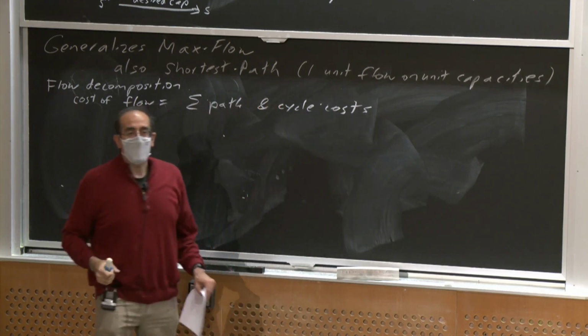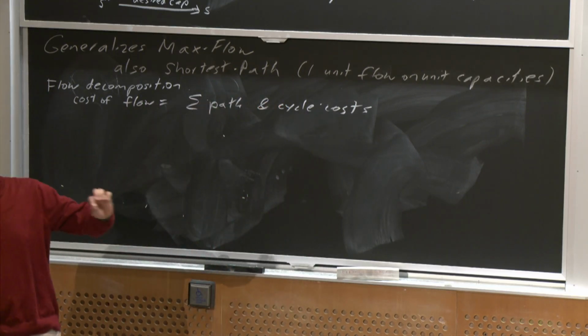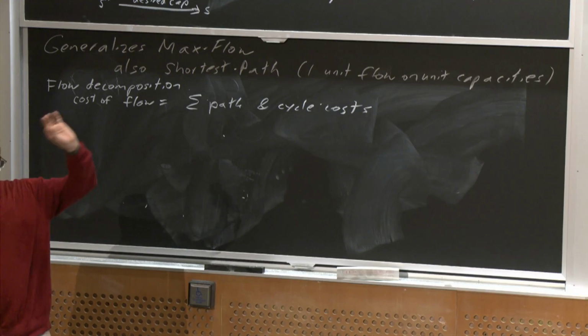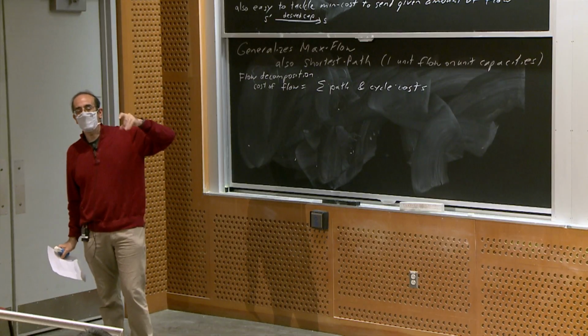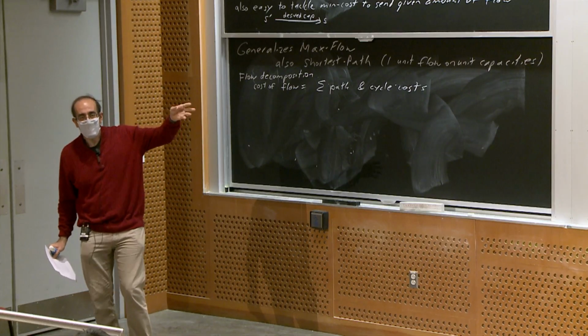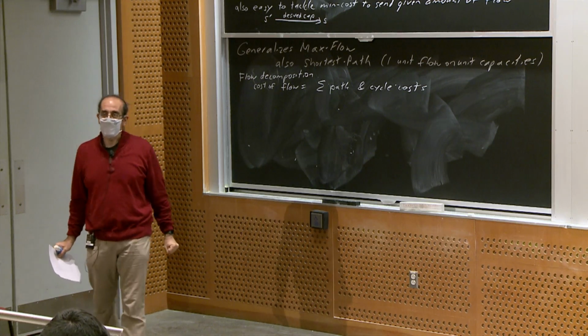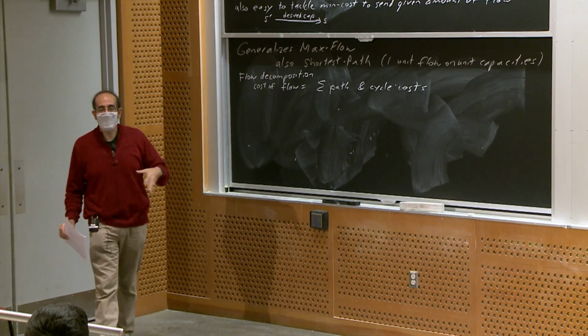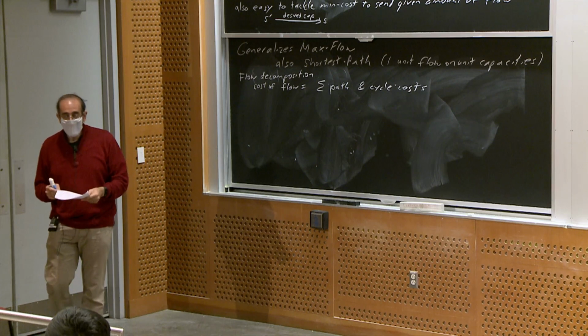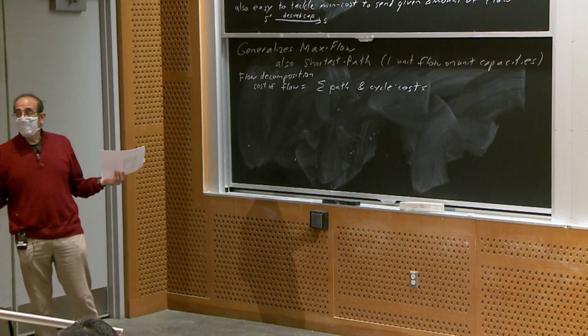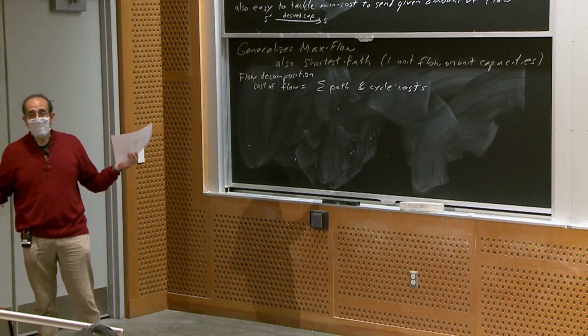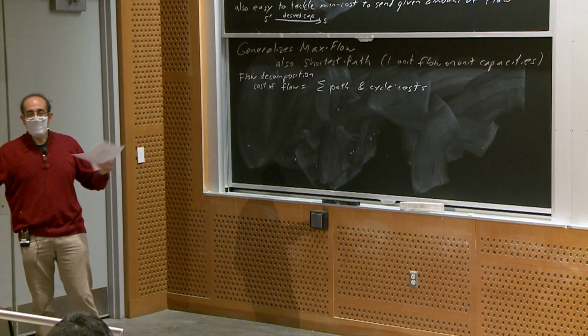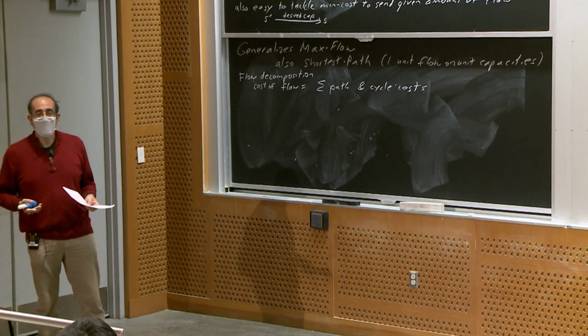And what do I mean by a path cost or a cycle cost? Well, you look at the length of the path or the length of the cycle, and then you have to multiply that by the amount of flow that is on that path or going around that cycle, right? And you add those things up, and you get the overall cost of the flow. Because flow and min-cost flow are linear problems, right?